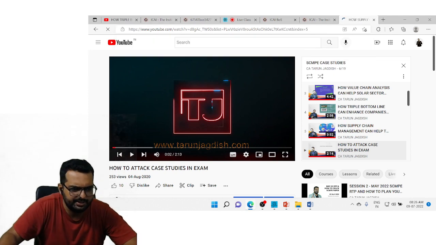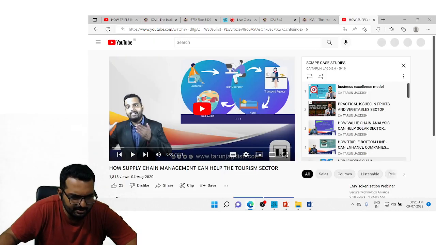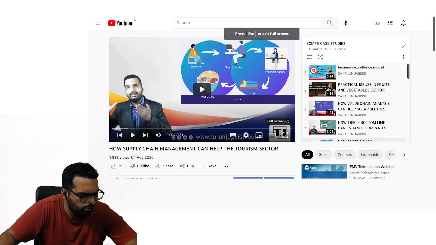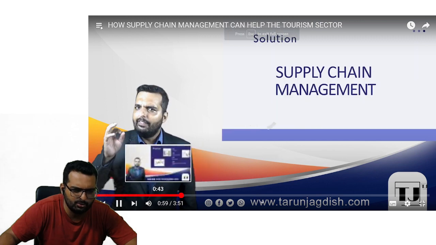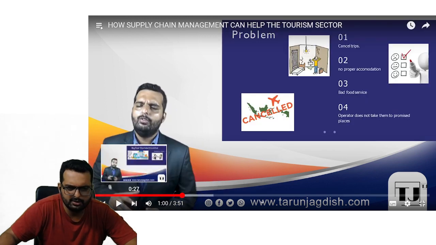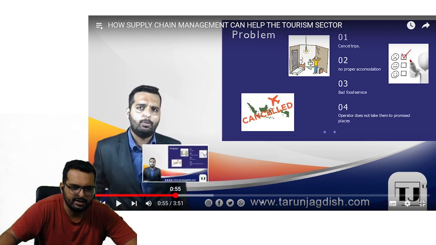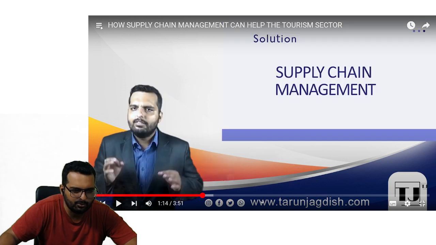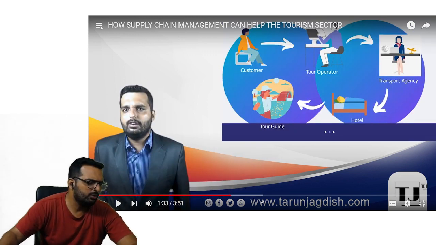In the supply chain, the main thing is a diagram. Yes, this diagram is what you're supposed to just copy down. So it's basically a tour company. This tour company is not able to manage everything. They are getting a lot of calls from the people, and they are getting flights cancelled or room bookings cancelled, getting cold food, etc. So how to solve this thing?